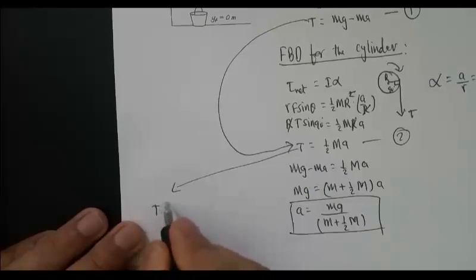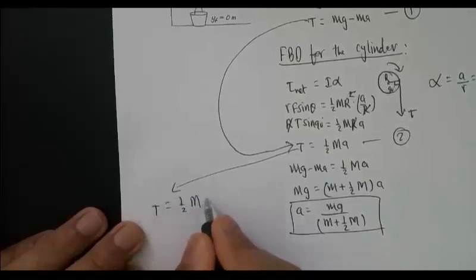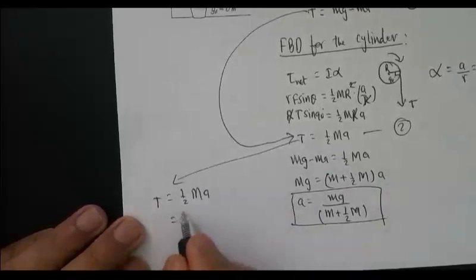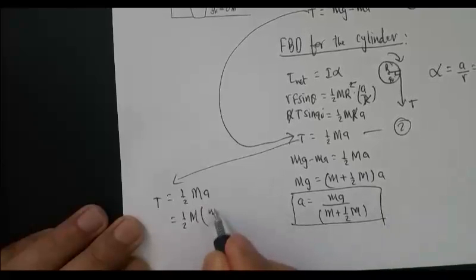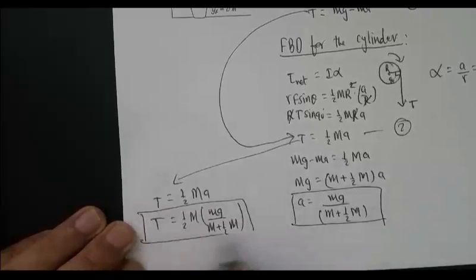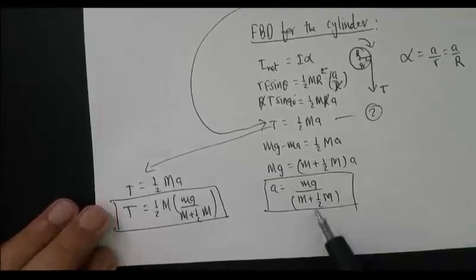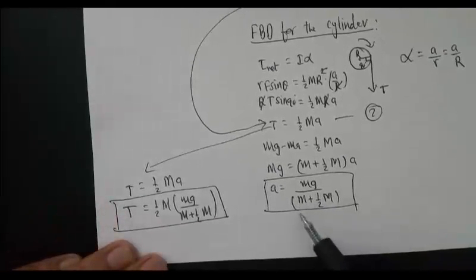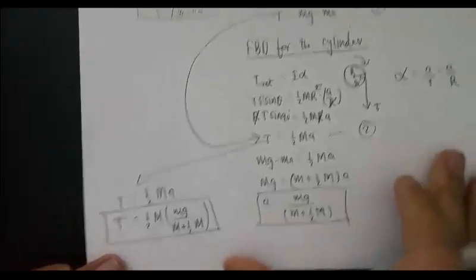For tension, T is 1/2 mass times a. Now, acceleration is mg over m plus 1/2 m, and then you can just leave it like this. This is the tension. So this is the vertical acceleration produced on the bucket, and this is the tension in the string. So that's how you solve.